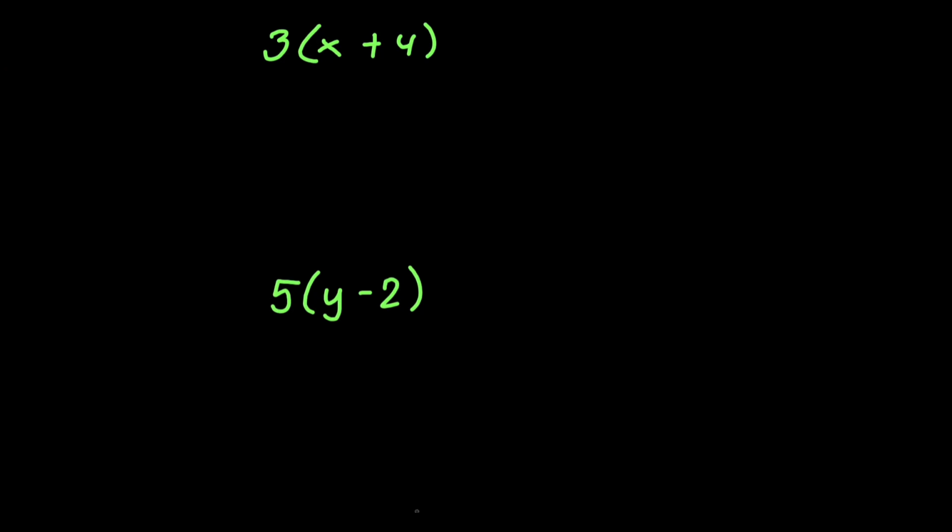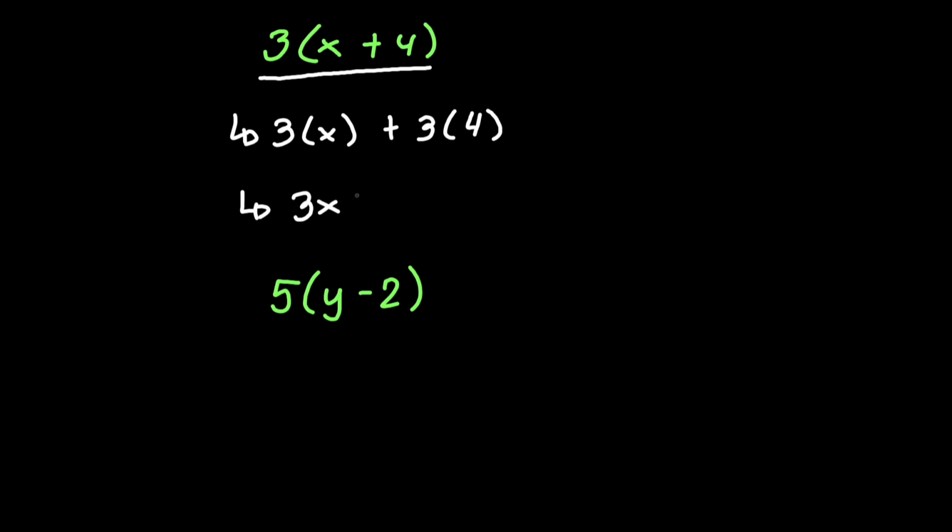Today, we're going to be talking about distributive properties of multiplication. Let us start first with this first problem. 3 multiplied by x plus 4. So it would be 3 multiplied by x plus 3 multiplied by 4. And so 3 multiplied by x would be 3x plus 3 multiplied by 4 would be 12.